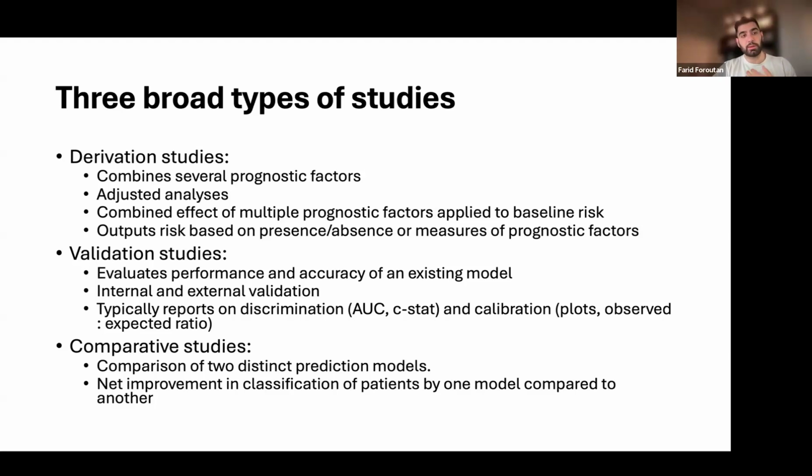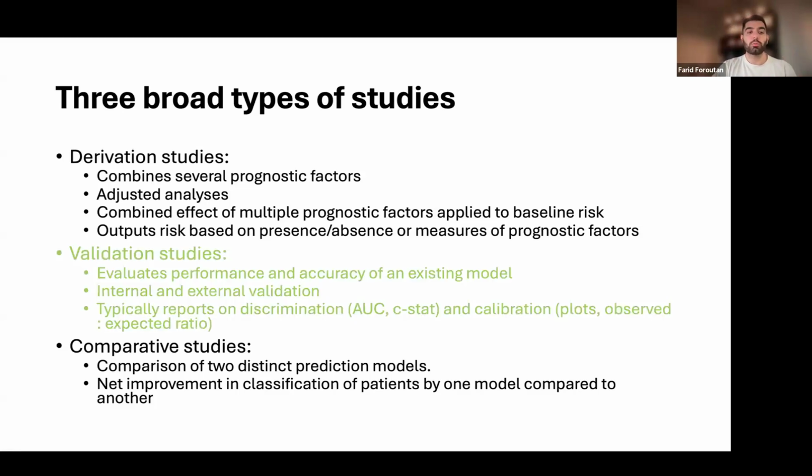Amongst all these different types of studies that we can come across for prognostic models, we're mostly focused on the validation studies. These are the studies that are reporting on the performance of the models in a completely separate cohort that wasn't used in the development of the model of interest.